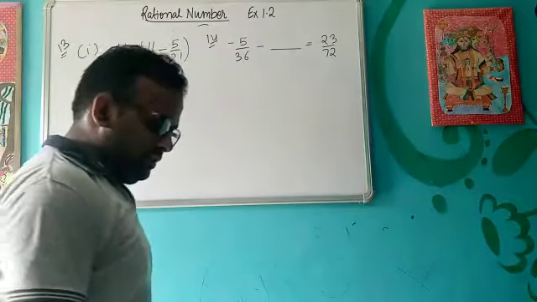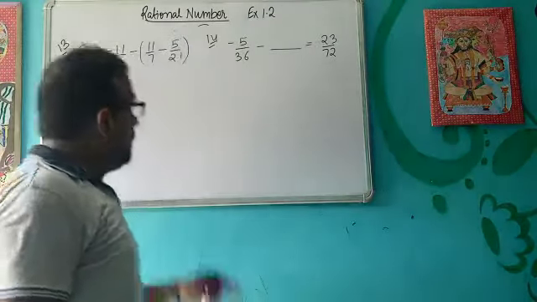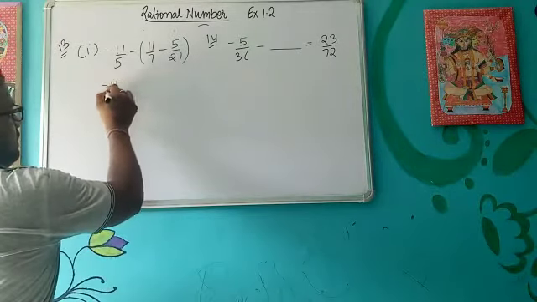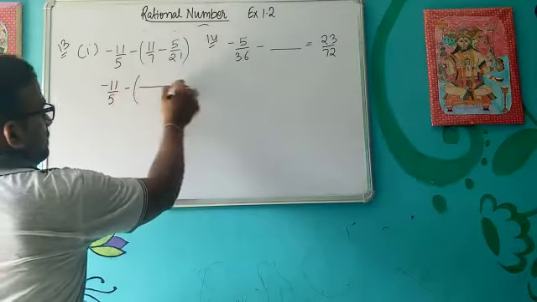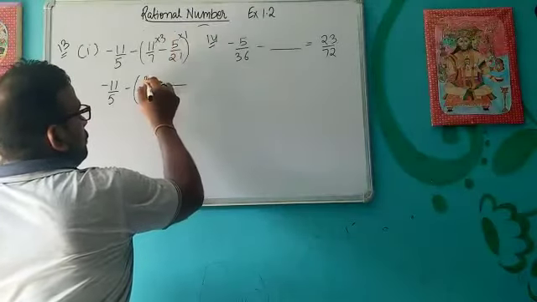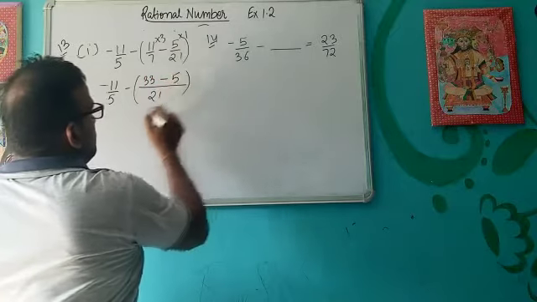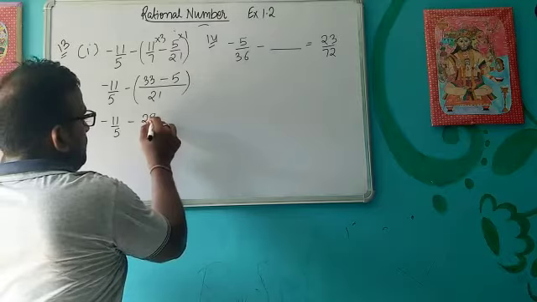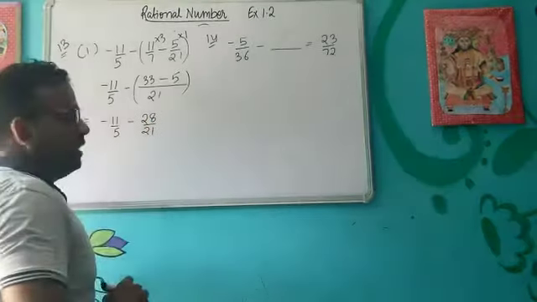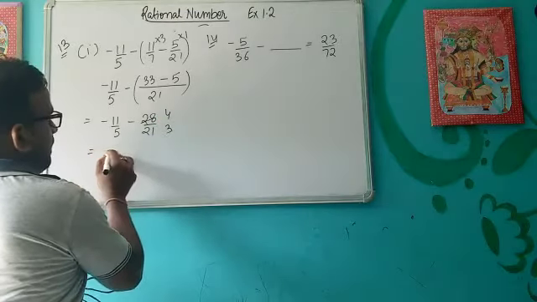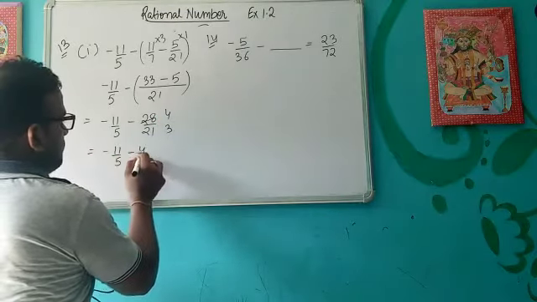Okay, let's discuss one more problem. So we have to compute this. So likewise, first you will solve the bracket. 21 will be the LCM. 7 into 3, 21. 21 into 1, 21. So you will get 33 minus 5. Then again minus 28 upon 21. Then after a little bit of simplification, you will get minus 11 upon 5 minus 4 upon 3.